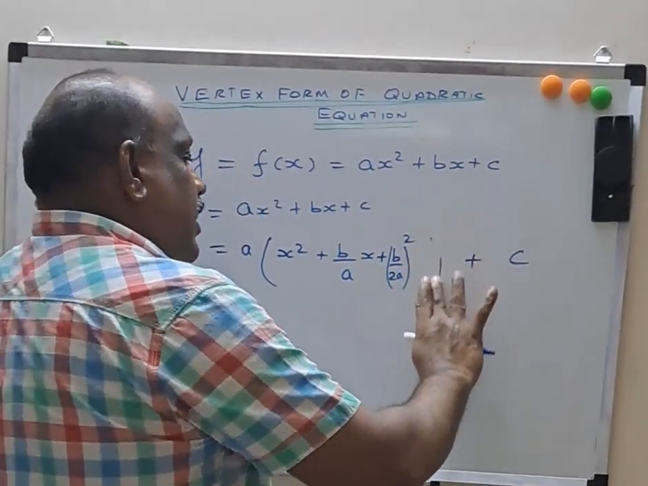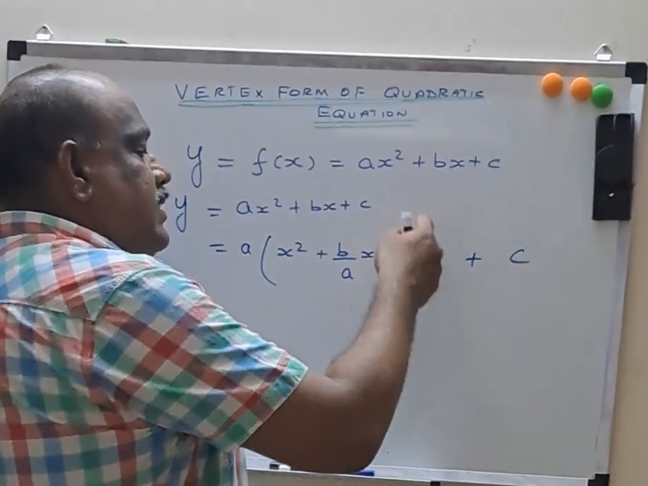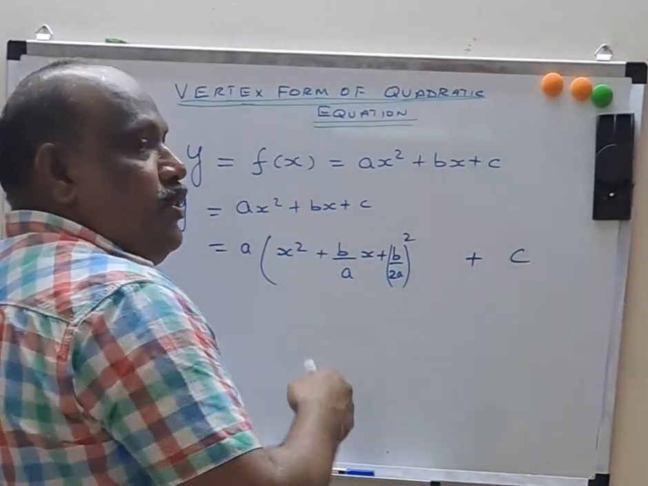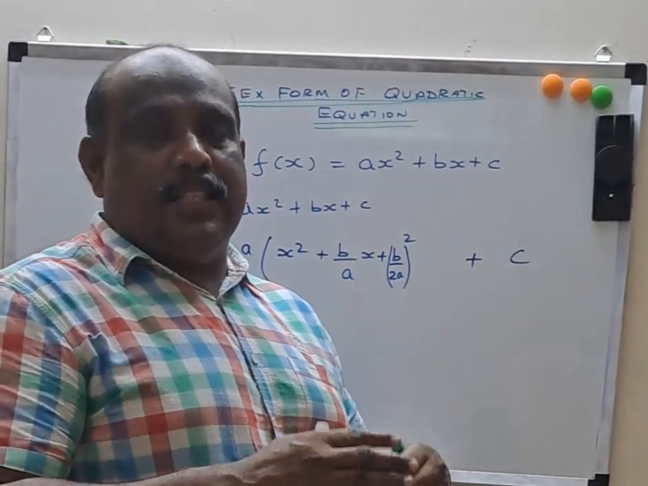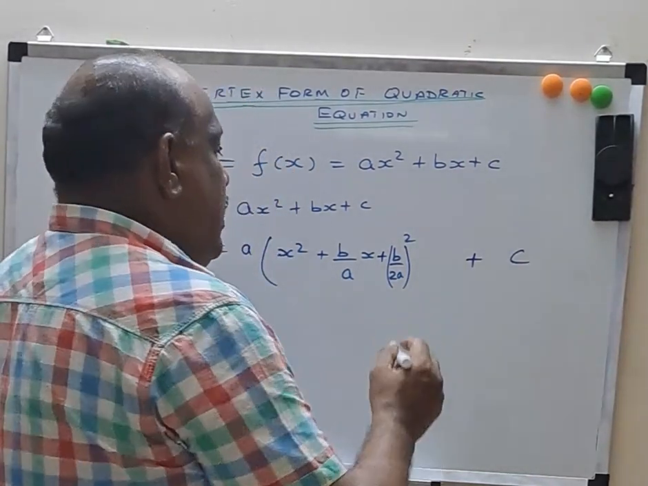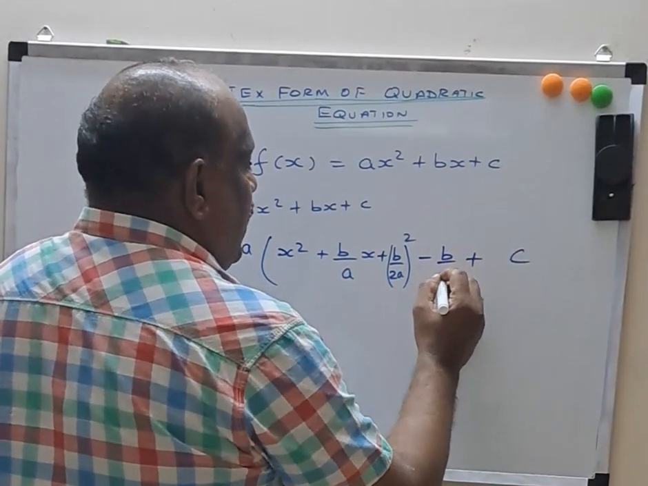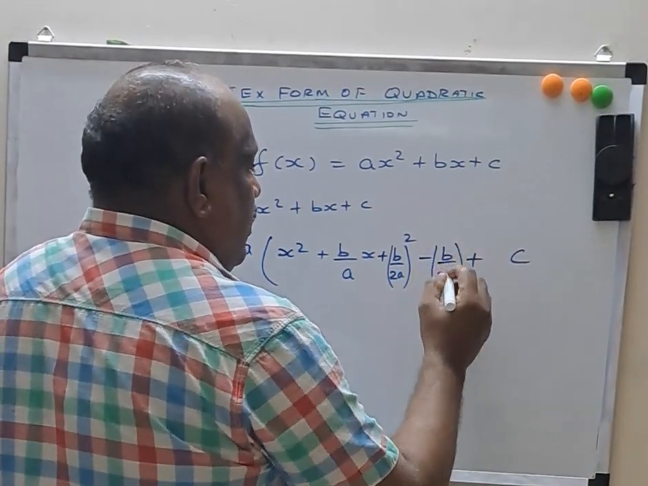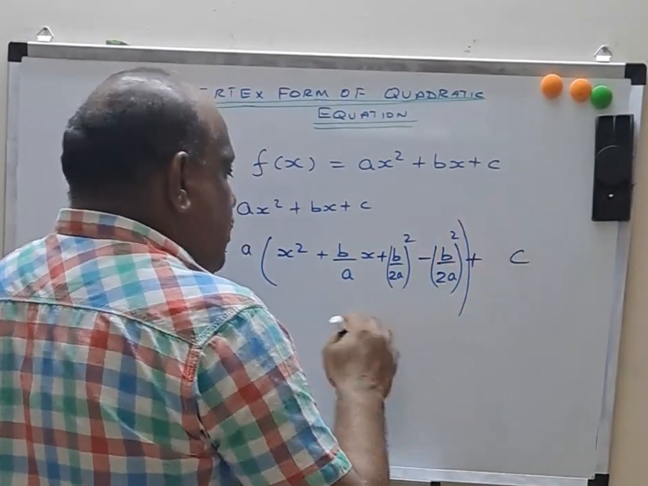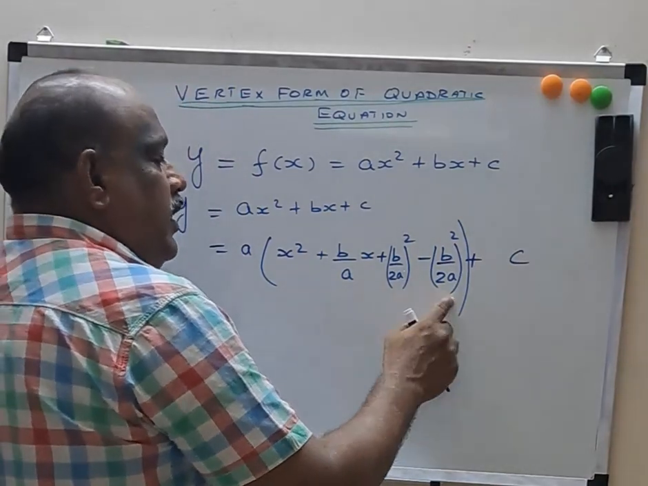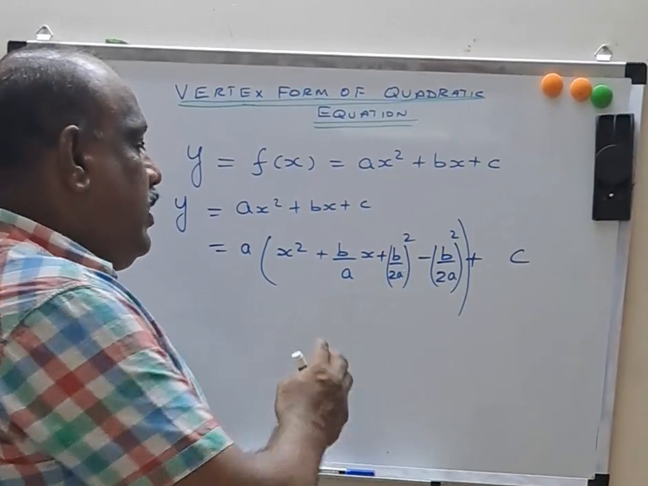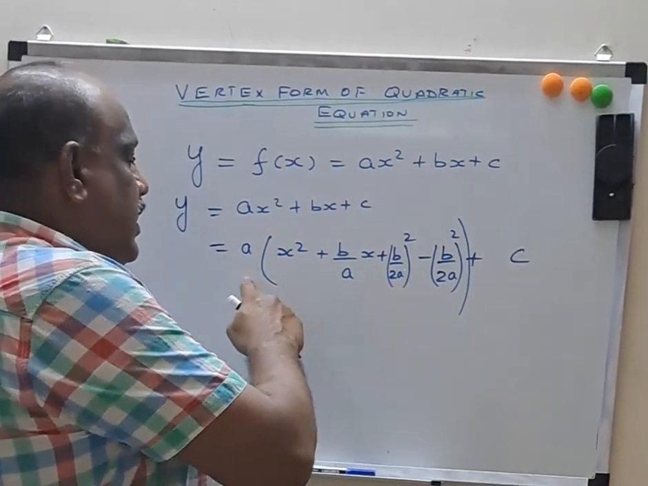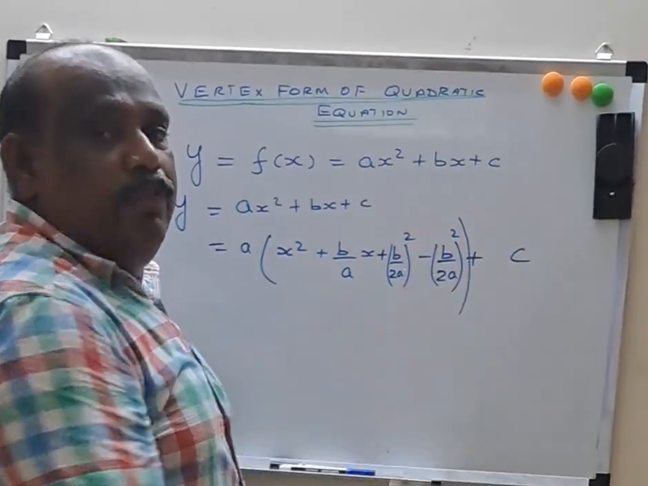Minus. So you may ask a question. When I am going to add some term which is not part of this equation, then I am going to subtract it also, so the equation doesn't get disturbed. So it is minus b by 2a whole square. All these are within this bracket because a is common to all these terms, whereas c is a separate term. This a should be multiplied by all the 4 terms.